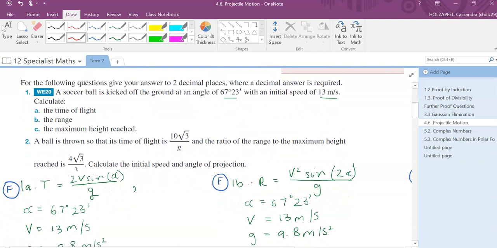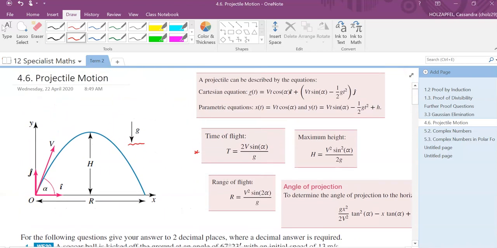So let's go through just a couple of examples here. For the following questions, give your answers to 2 decimal places where a decimal answer is required. A soccer ball is kicked off the ground at an angle of 67 degrees and 23 minutes with an initial speed of 13 meters per second. Calculate the time of flight, the range, and the maximum height reached.